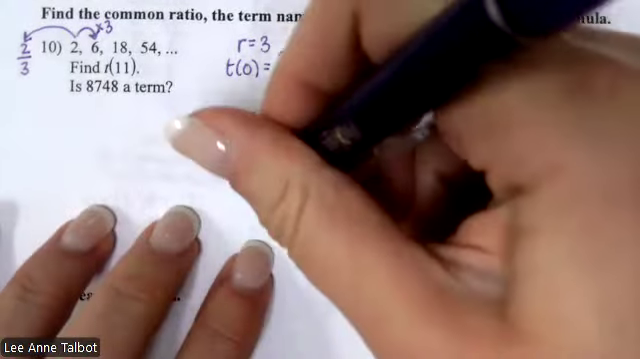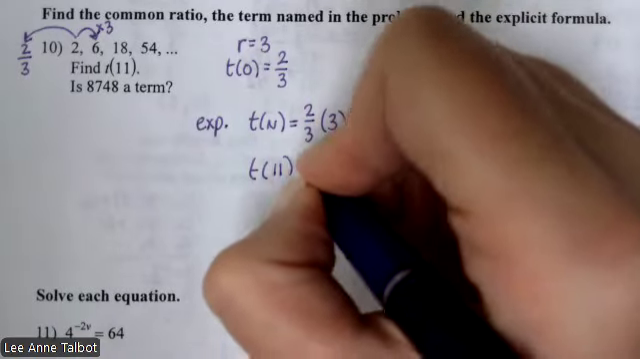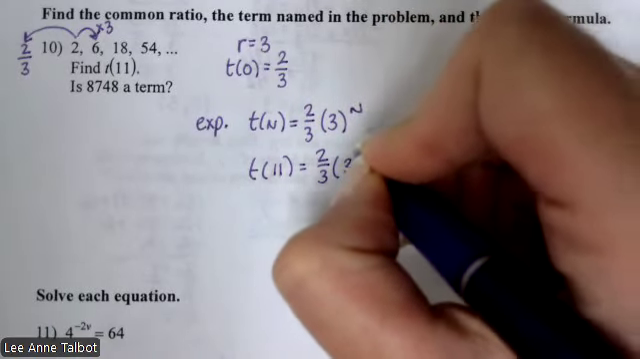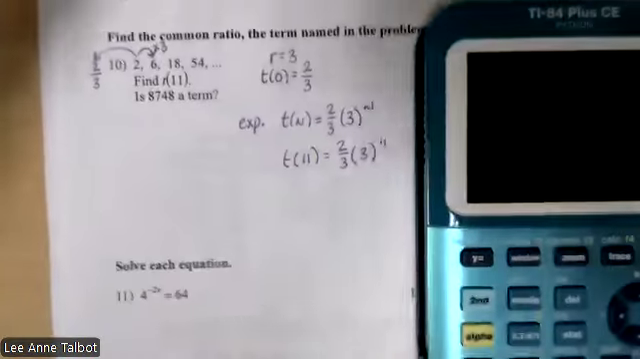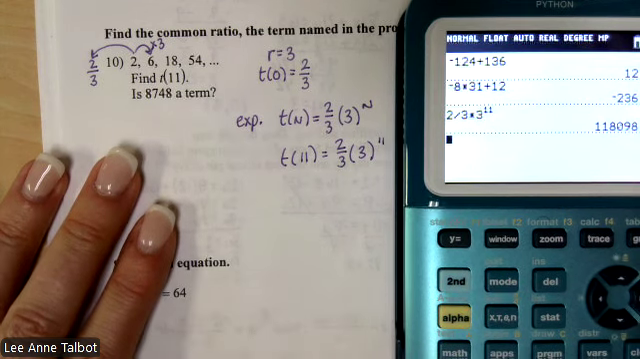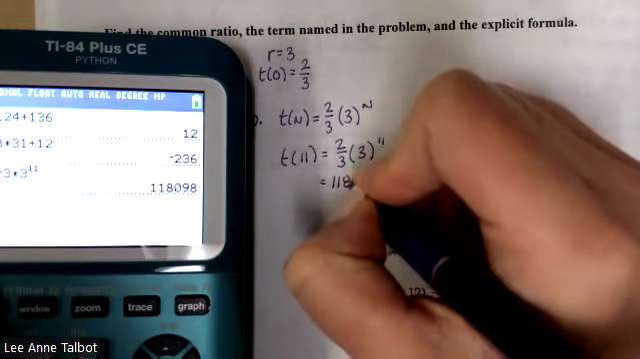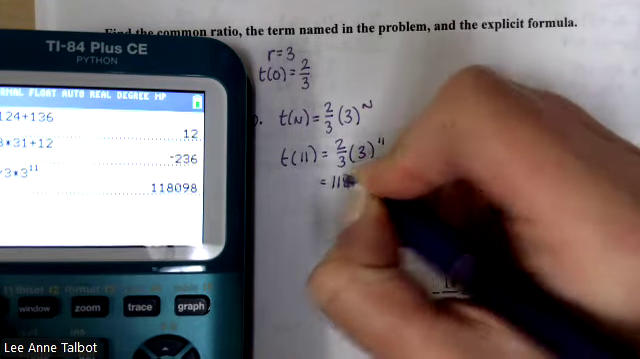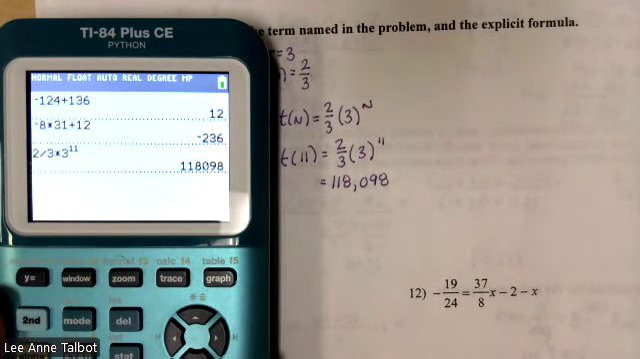This problem, I might be tempted to just keep going on the calculator, but that's okay. Two divided by 3 times 3 to the 11. Oh, that's a number. 118,098.